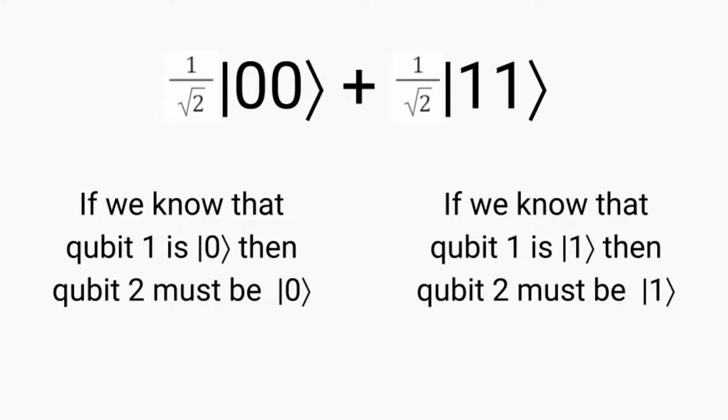So now let's take a look at an entangled quantum state. At the top of this slide, we have our entangled quantum state with a 50% chance to collapse into 0,0 when measured, and a 50% chance to collapse into 1,1 when measured. What I want to illustrate with this state is that in this entangled state, there are only two possibilities. If we know that qubit 1 is ket 0, then qubit 2 must also be ket 0. And if we know that qubit 1 is ket 1, then qubit 2 must also be ket 1. There's no other possibility for the second qubit to be.